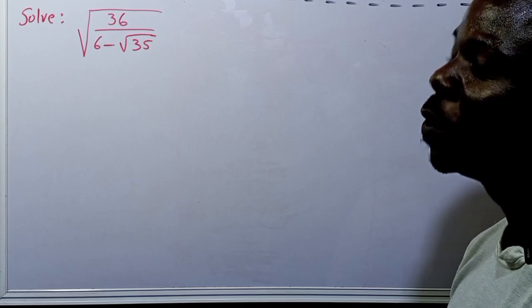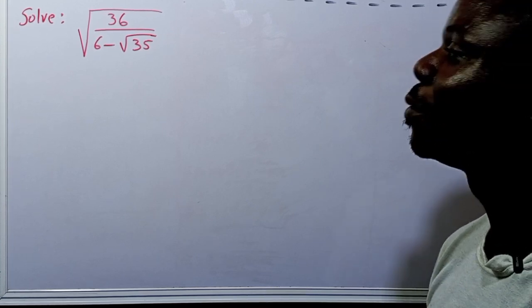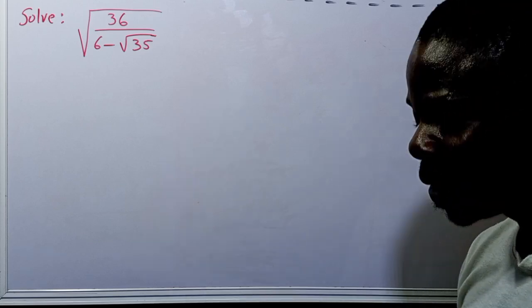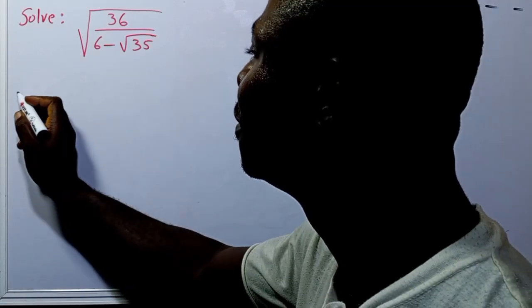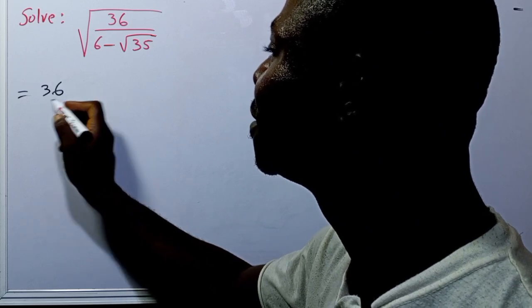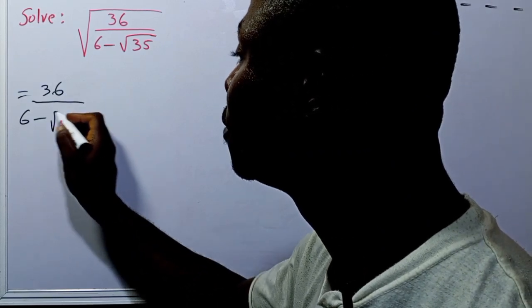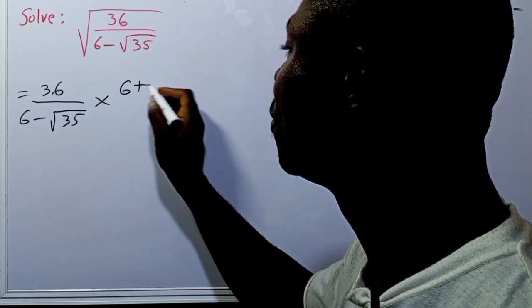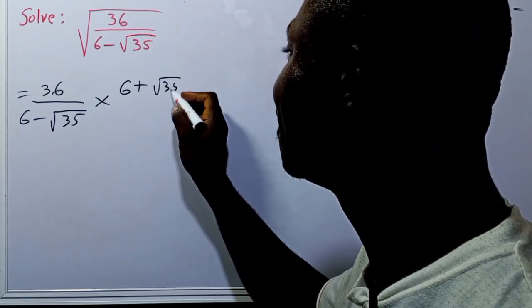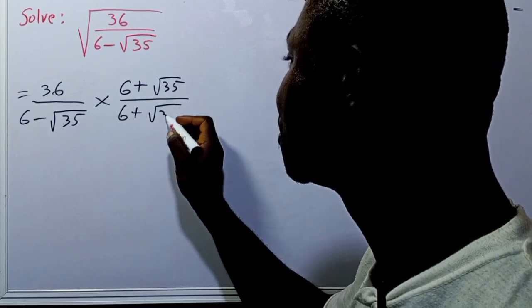If you look at it closely, it's like a surd, right? The first step is to rationalize the denominator. That's the first thing to do. So we have 36 over 6 minus square root 35, times 6 plus square root 35 over 6 plus square root 35.